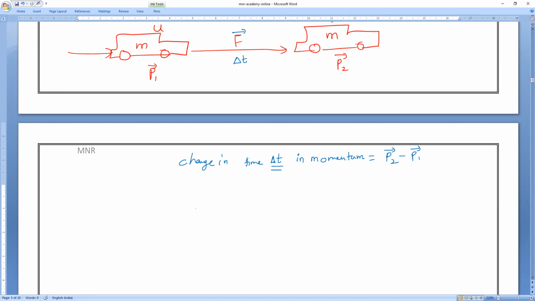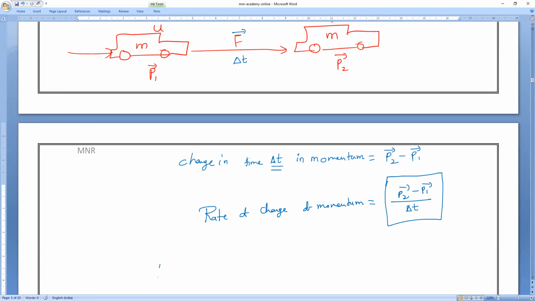Now, rate of change of momentum. Rate of change of momentum means with respect to a time period. So it is p2 minus p1 divided by delta t. So this is actually Newton's second law.